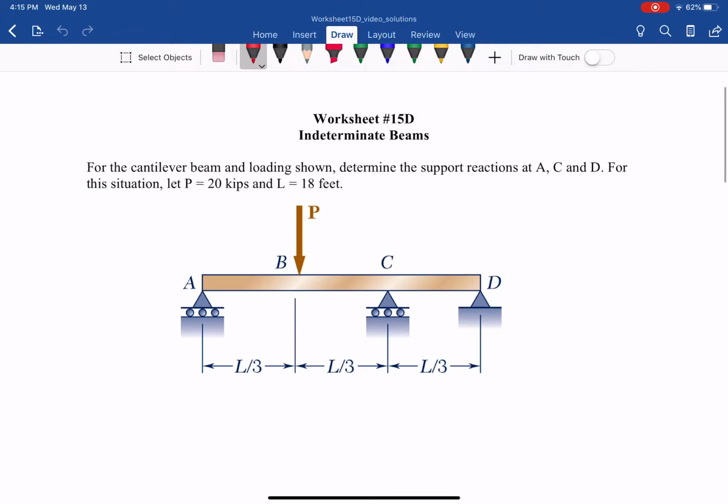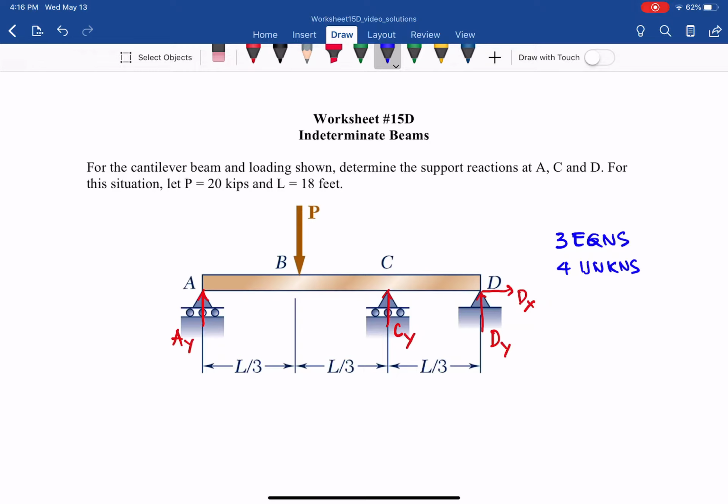statics knowledge. The roller at A, so we have AY. Roller at C, we have CY. And D is a pin, so we have DY and DX. So from your statics, we have 3 equations, and here 4 unknowns, and again there is one redundancy, and that makes the structure statically indeterminate, in this case the beam.